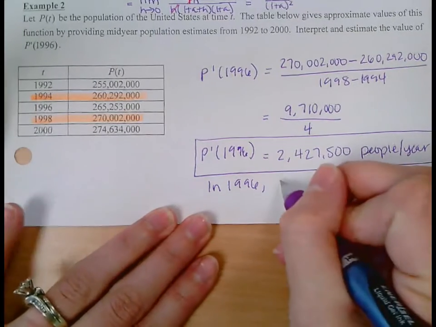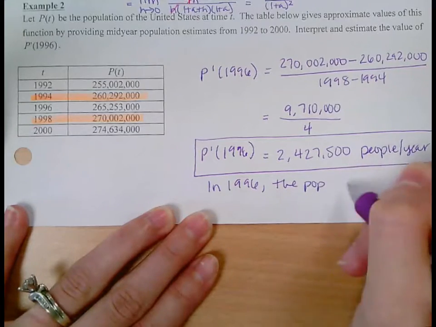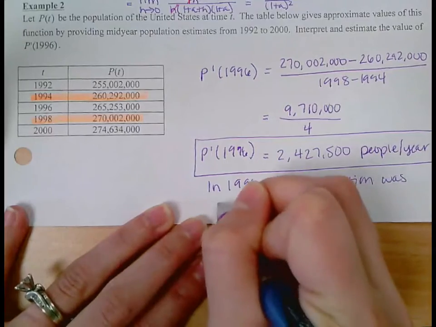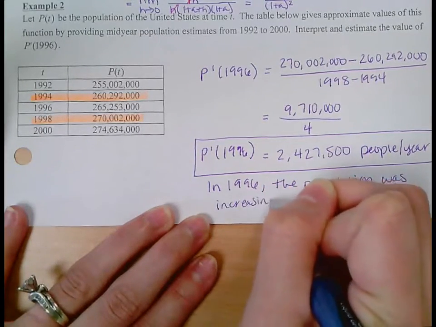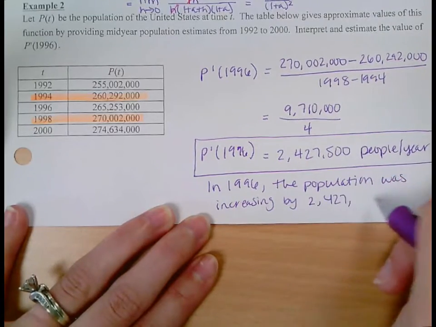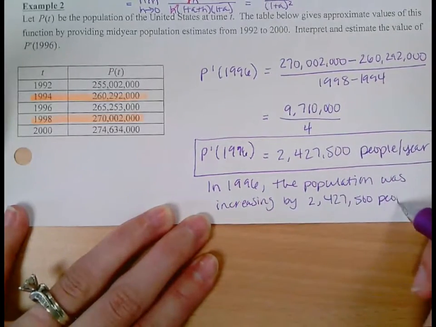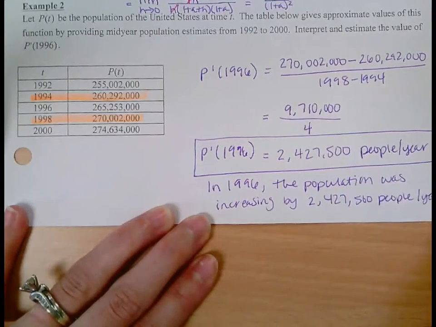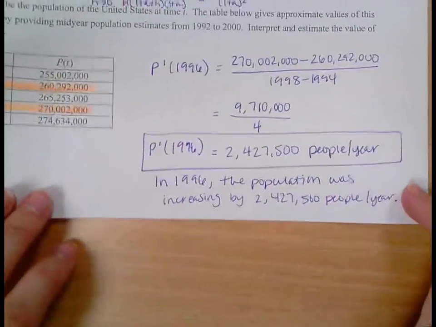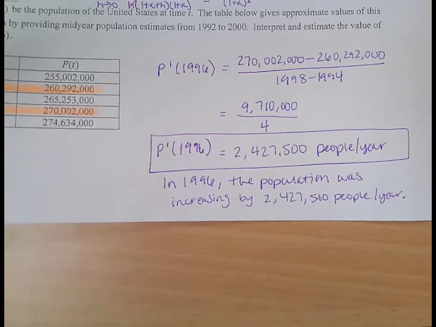So in 1996, I can say the population was increasing by 2,427,500 people per year. So for the next year, in 1997, you would expect the population that you had in 1996 to be that much higher, is what that is saying.